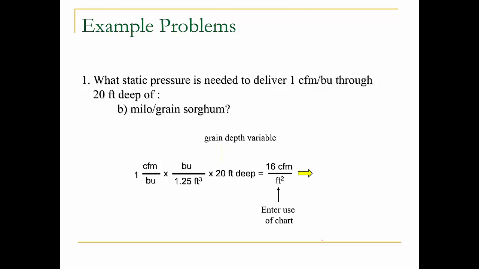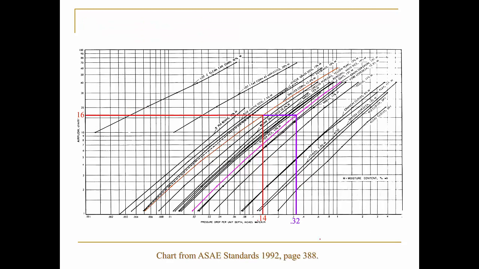So here is another example. What static pressure is needed to deliver 1 CFM per bushel through 20 feet deep of milo or grain sorghum? Okay. Again, you go through the same steps because it's the same thing. So I get the same answer, 16 CFM per square foot. So now instead of going to the corn, I go to the milo, which is a finer grain. So it's going to offer a lot more resistance.